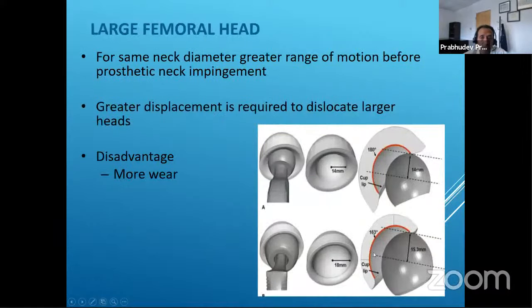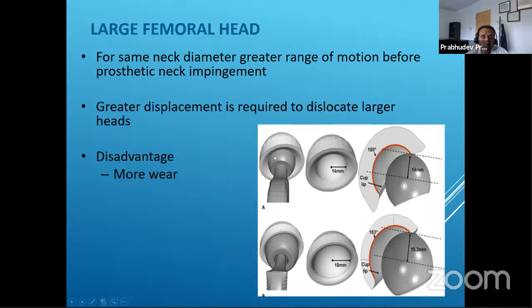Larger femoral heads, again, these have been extensively studied, and many authors have demonstrated that for the same neck diameter, a greater range of motion is achieved before the prosthetic neck starts impinging onto the cup with a larger diameter. And now it is a standard practice to use at least 32 millimeter and maybe even 36 millimeter heads, commonly in primary hip arthroplasties.